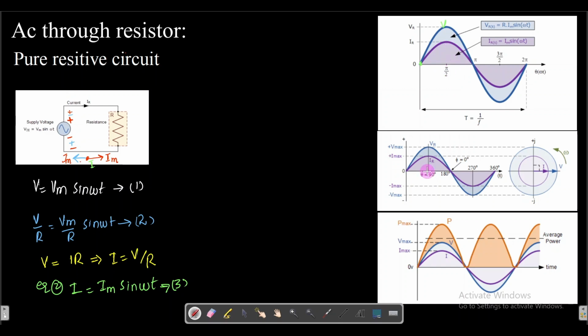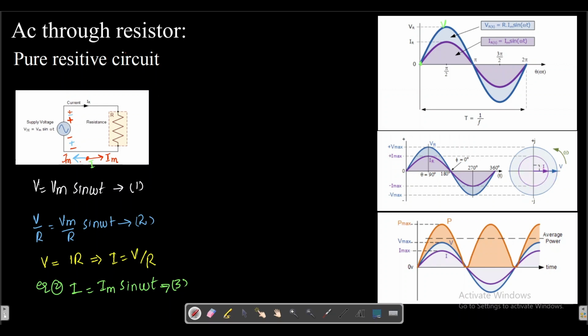Now this sort of diagram can be represented by the phasor. So this is the phasor diagram of the AC through a resistor. We have the same sine function of the voltage, given by the upper one, and the lower one is the sine function of the current. So we have these two graphs, and the phasor for that is this.